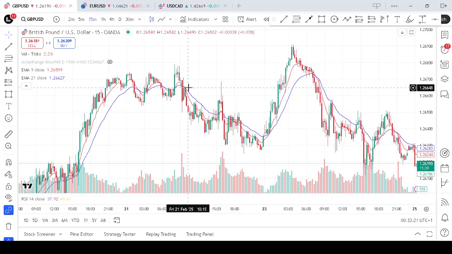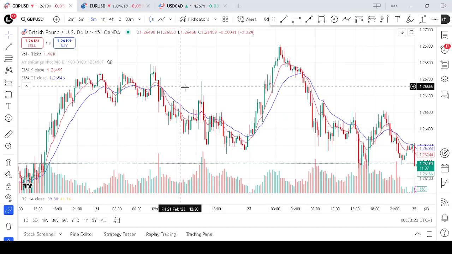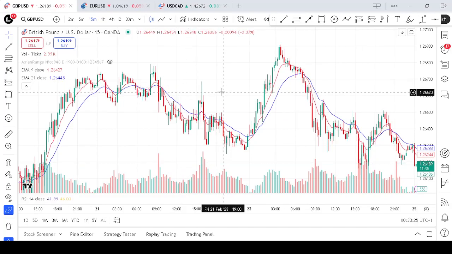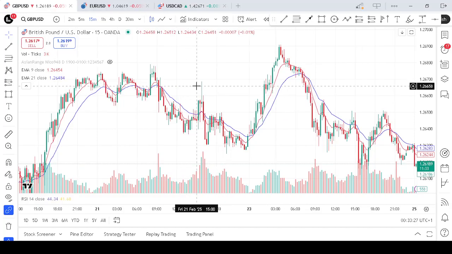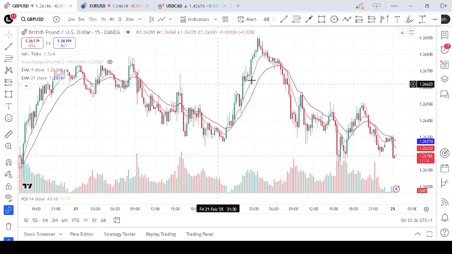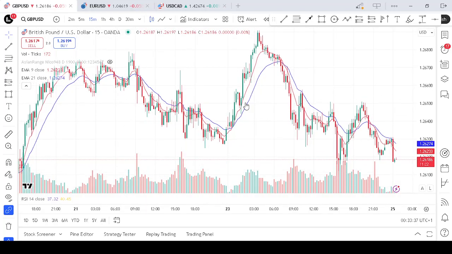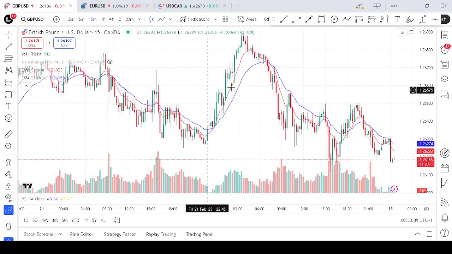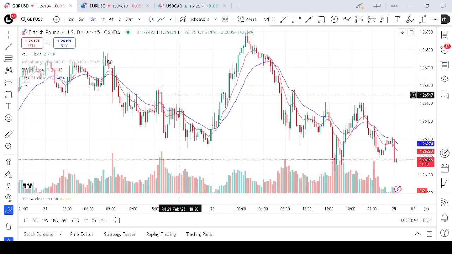Now let's see how we can make use of the Forex Crossover Strategy. To effectively use it, you would need to follow a structured approach. This will help you identify clear entry and exit points while managing your risks. Let us break it down step by step.